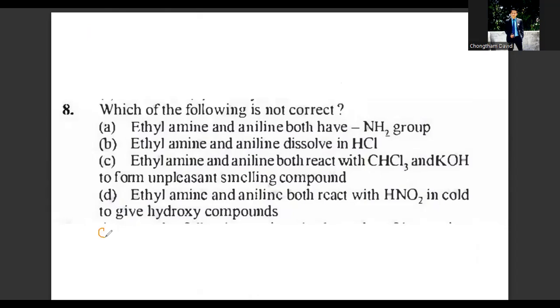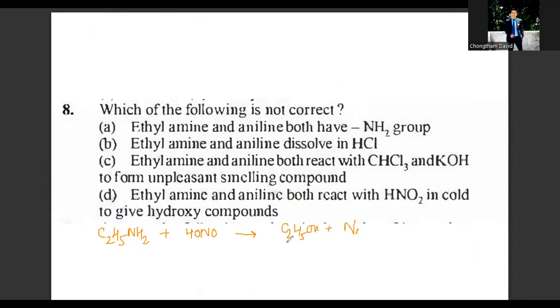So I can write the structure of this primary amine, which can be ethanamine, CH3CH2NH2. Let me rewrite the structure of nitrous acid in this way, HNO2, same thing. Nitrogen gas will be evolved in this reaction and alcohol will be formed.